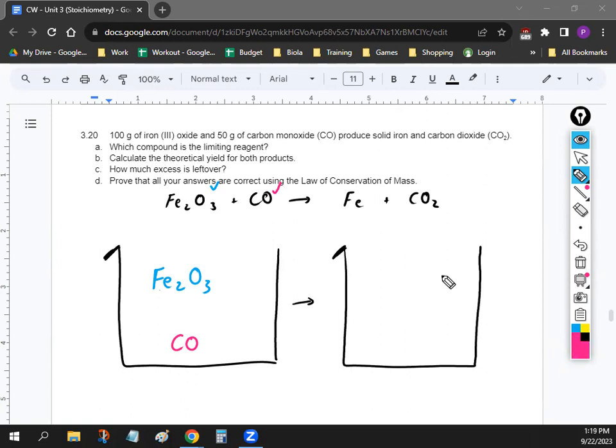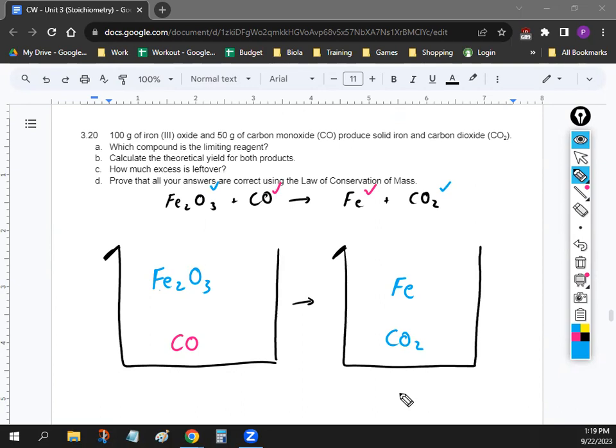So we know that obviously Fe is going to be produced. So they're going to react and they're going to produce Fe. And they're also going to react to produce CO2. Okay. Are there any other chemicals on the right side?